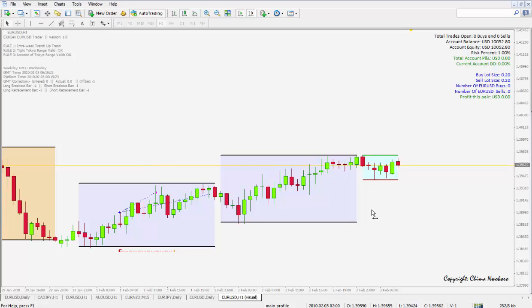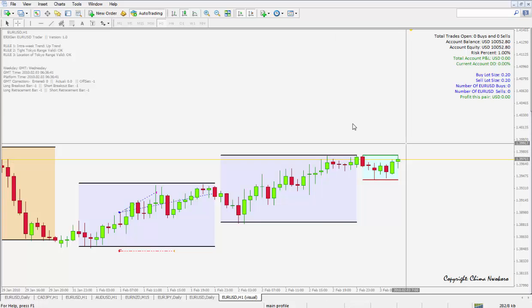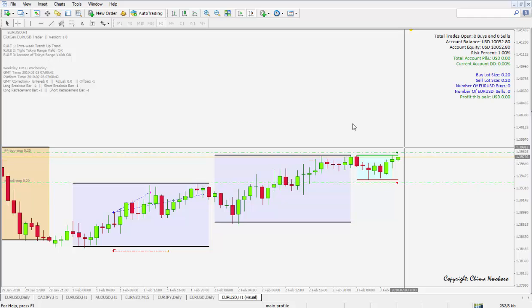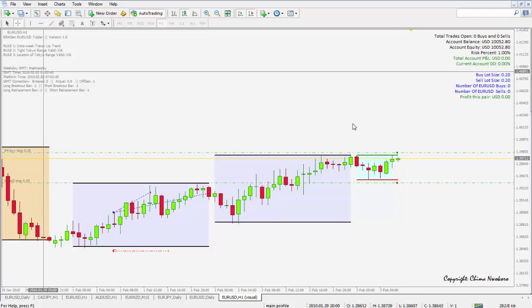It says uptrend okay, Tokyo range okay, and location of the Tokyo range okay. So we've got 3 of the rules. Alright, let's see if the system places the buy order and sell order, stop orders. 6 GMT, so once it's 7, right, that's exactly at 7 o'clock. Look at the time there, 7 o'clock. Place the buy stop and the sell stop, and let's see what happens with this.